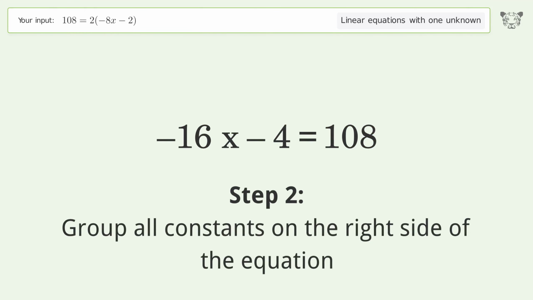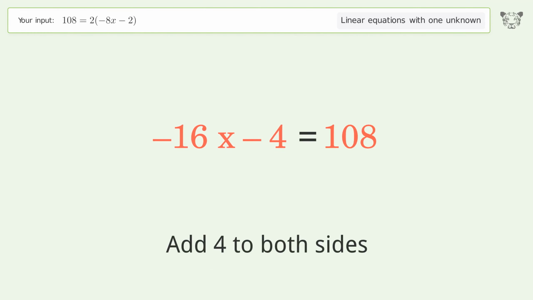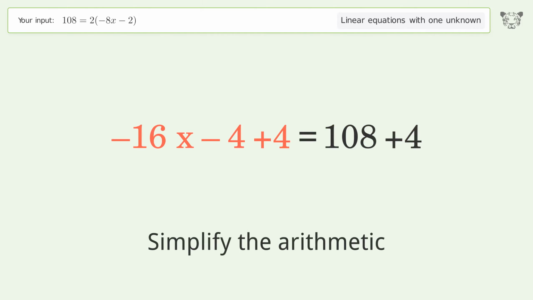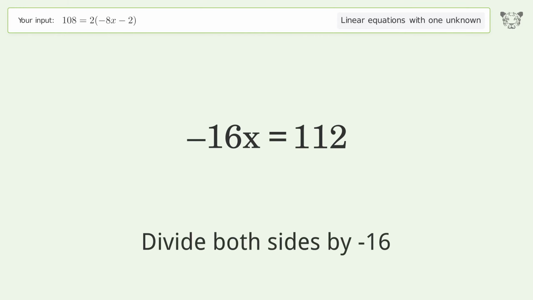Group all constants on the right side of the equation. Add 4 to both sides. Simplify the arithmetic. Isolate the x. Divide both sides by -16.